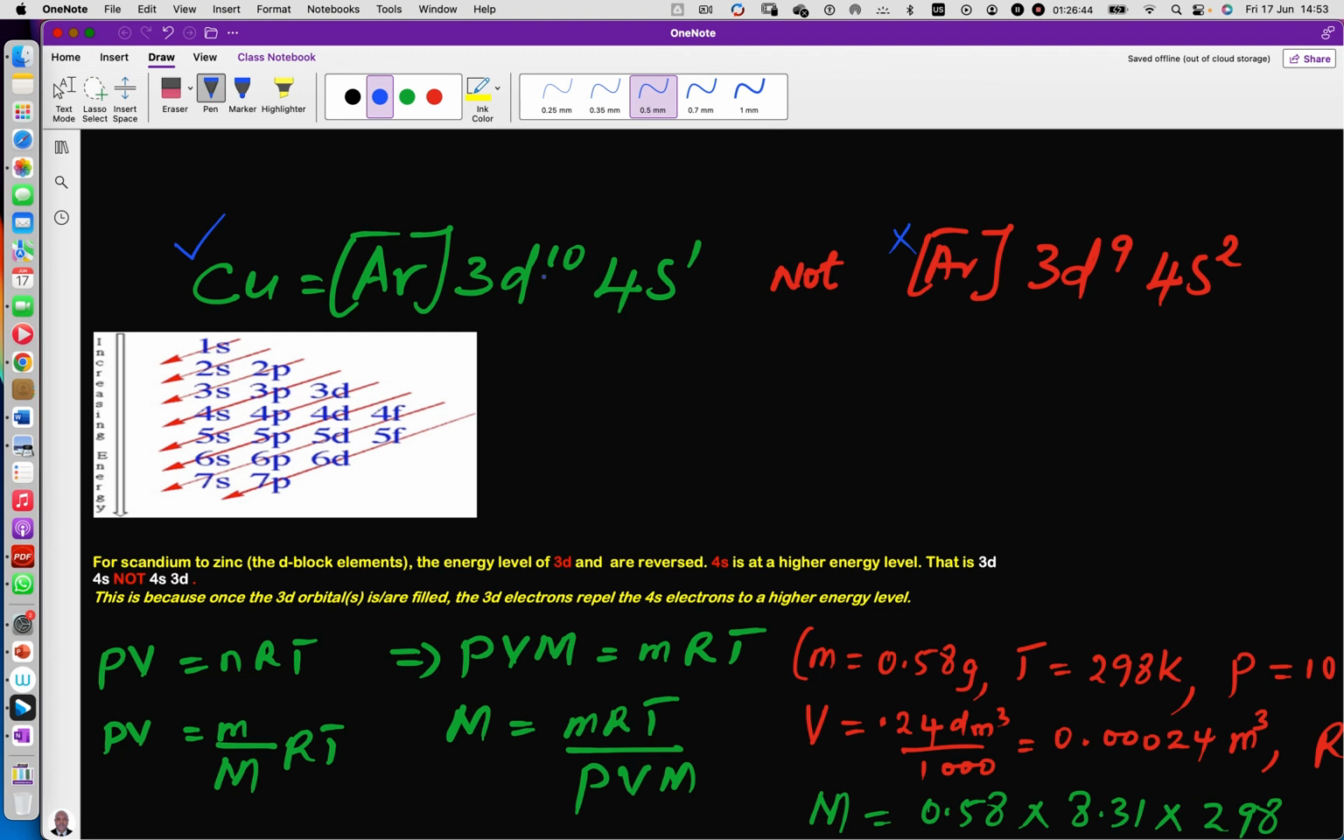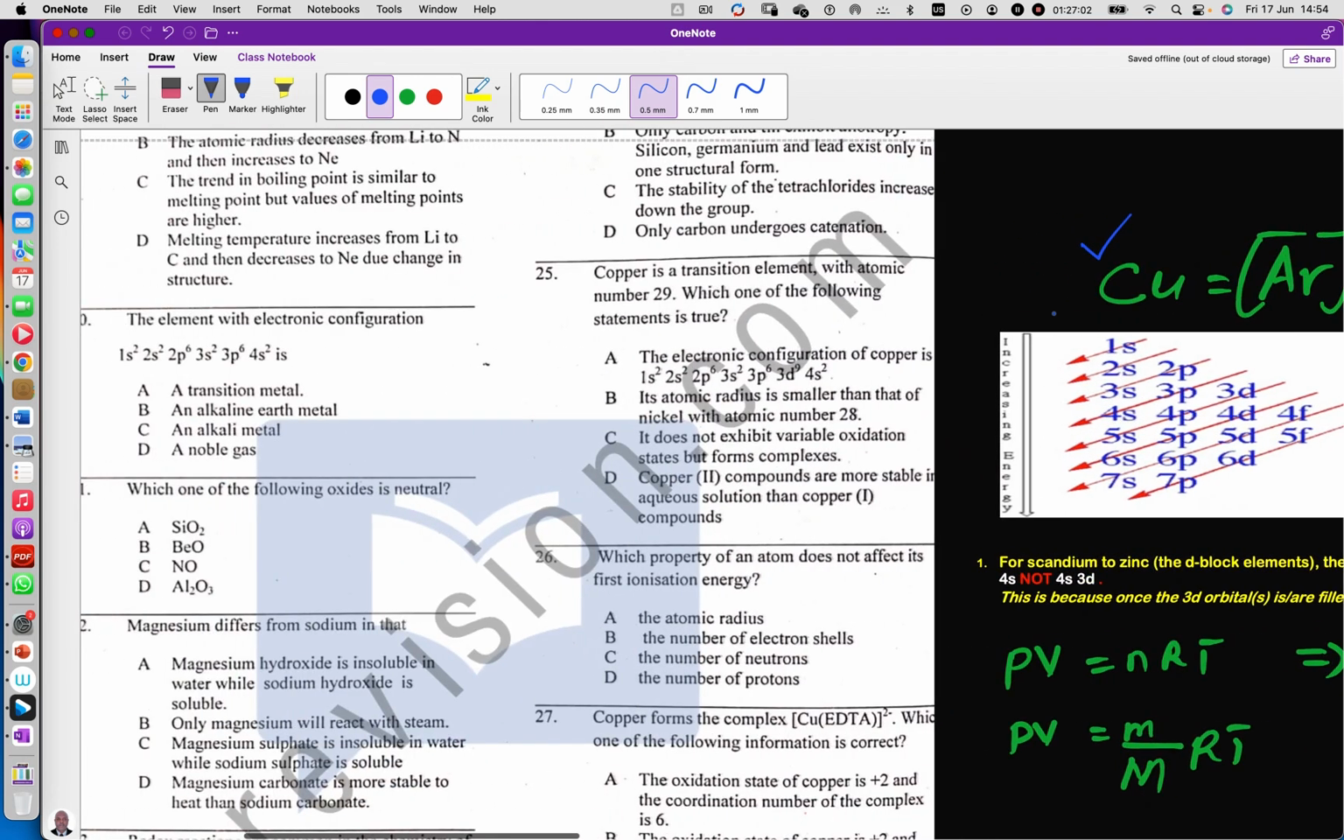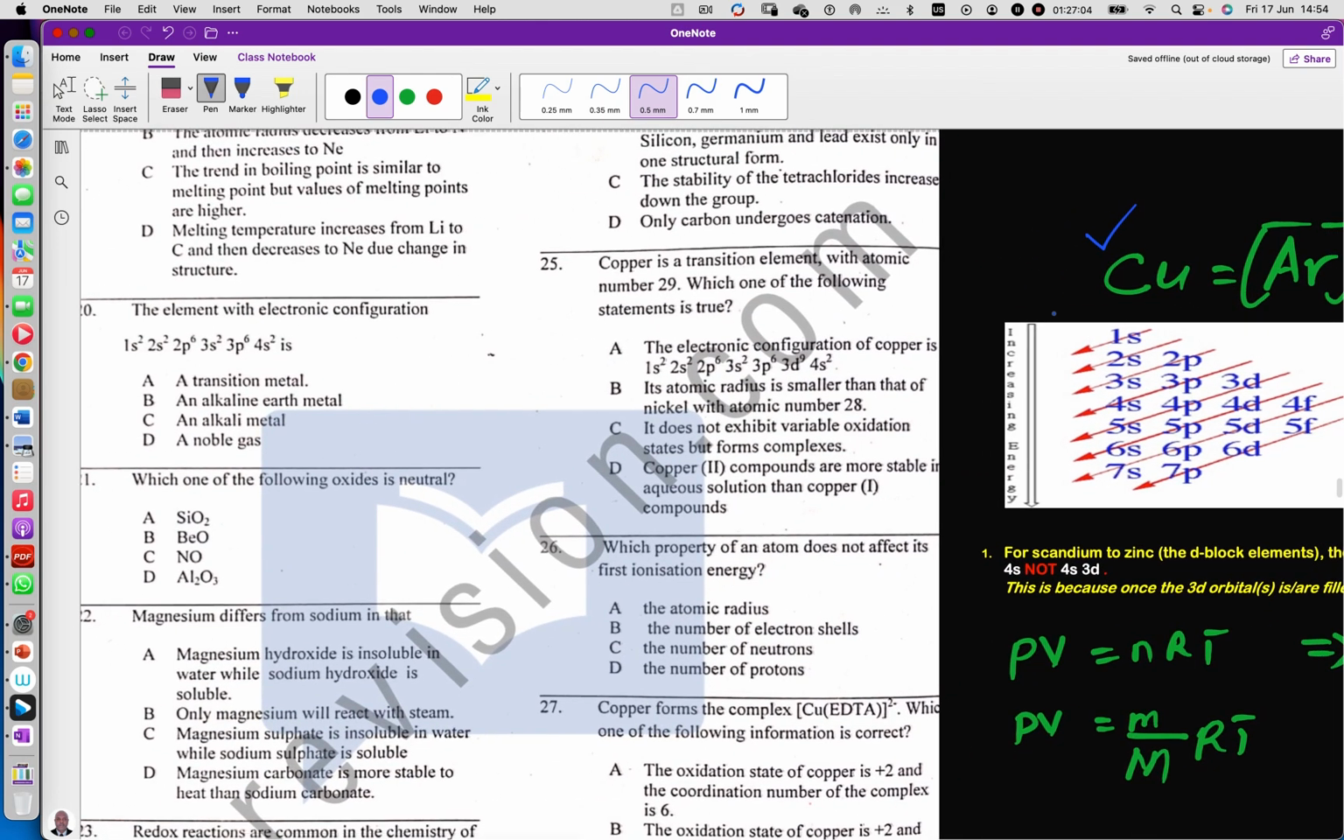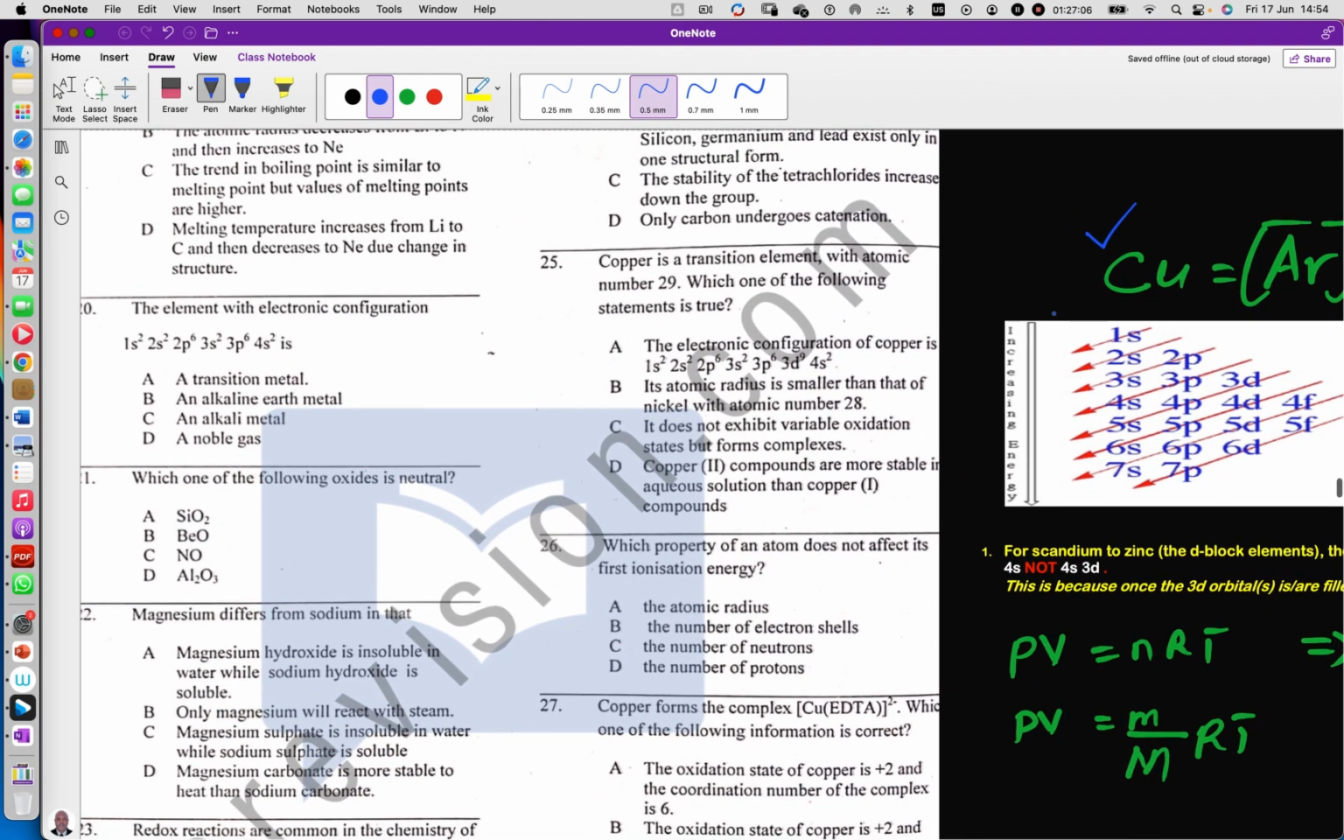It is this one. This must be filled, and when this is filled, what happens? It repels the electron to a higher energy level. So this is the electronic configuration: argon 3d10 4s1, not this one. So our answer for question number 25 is B.